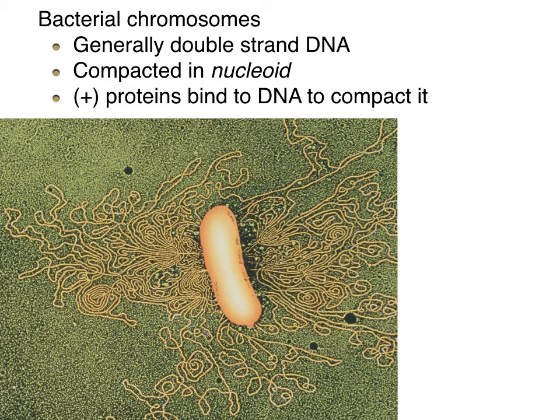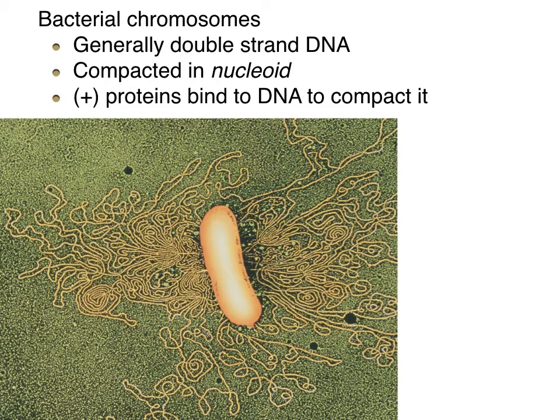Bacterial chromosomes, I'd like you to understand that these are, as we've discussed in previous chapters, primarily comprised of double-stranded DNA. And while they don't have their chromosomes highly compacted like ours, they do compact them somewhat and store them in a particular region, whereas they don't have a nucleus as your cells do. They do have a region called a nucleoid in which the genetic material is generally stored.